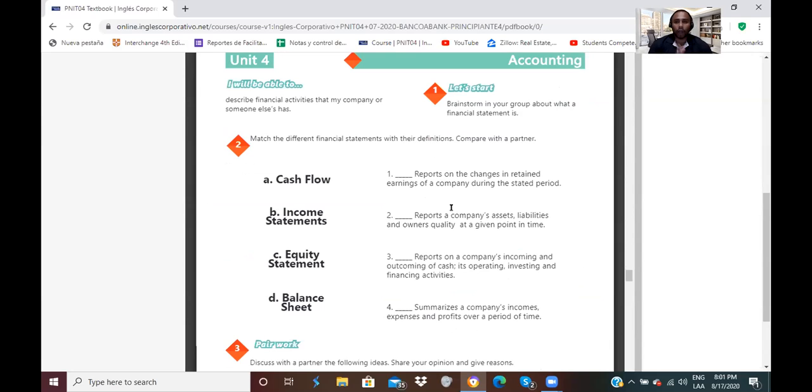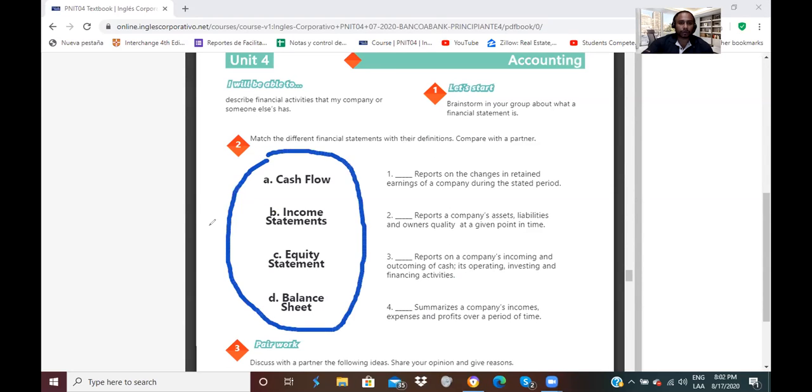Okay. All right. Welcome, everybody. We're going to go ahead and get started. We're going to be looking at this vocabulary in this section, analyzing this vocabulary. Everybody, please repeat after me. Cash flow. Cash flow.